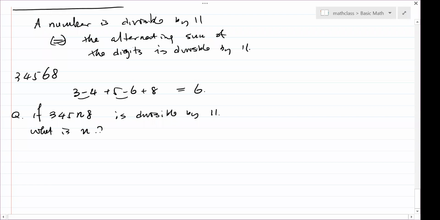Actually, we're solving the inverse problem here, okay? We're not given the integer and asked to check whether it's divisible by 11 or not. We don't know the digit, we're going to determine it. I put a 6 there, it's not divisible by 11, so we try. The alternating sum is 3 minus 4 plus 5 minus n plus 8. This is going to be divisible by 11, okay?